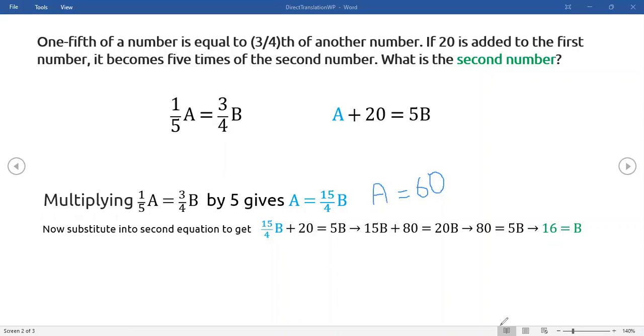So that is another question that could have been asked: what is the first number? And again, I placed this 16 right here where B was. 16/4 is just 4, and then 4 times 15 is 60.